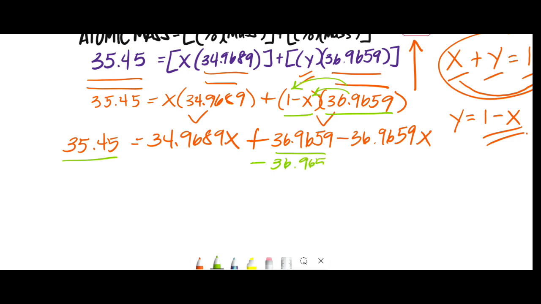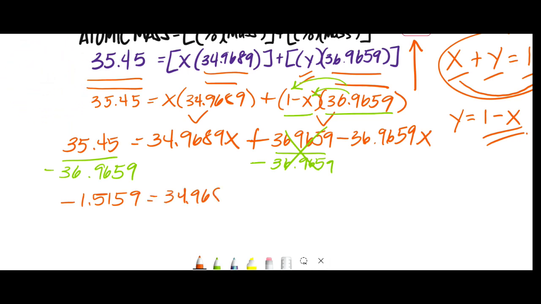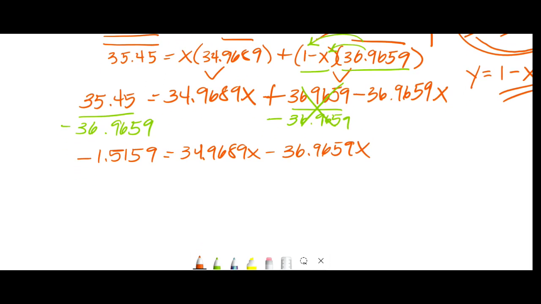So I'm going to do that using subtraction. And that will eliminate that number from this side. And then we're going to have to subtract it over here. And that's going to give us the number negative 1.5159. And that's going to be equal to 34.9689x. So now I'm just copying in everything that I didn't eliminate, and this 36.9659x. Okay, great.